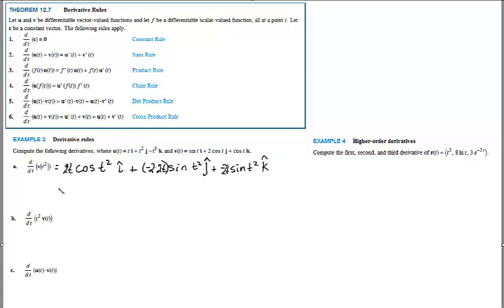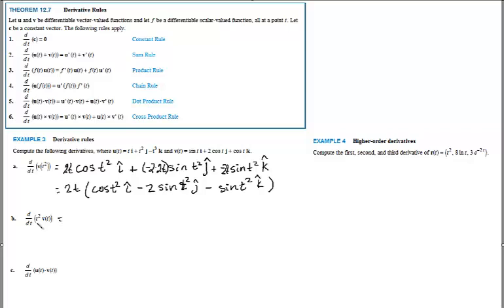I could make that a little prettier just by saying, well, there's a 2t in everybody, and then just pull that out and note that I have cosine t squared i hat minus 2 sine t squared j hat minus sine t squared k hat. And that is just the derivative times that, really what that derivative of that inside was.